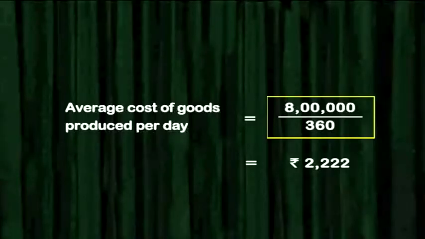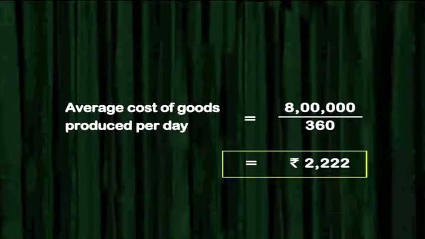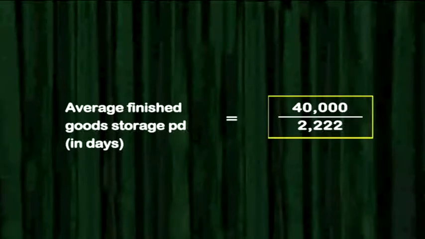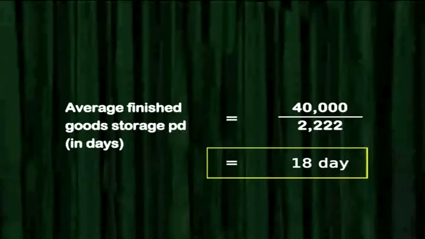So, 8 lakhs is given as the figure of finished goods per year. So, we have to divide it by 360, we will get 2222. So, keeping the figures in the formula, that is average stock of finished goods 40,000 divided by 2222, it will give us the figure as 18 days, and debtors collection period is already known to us.